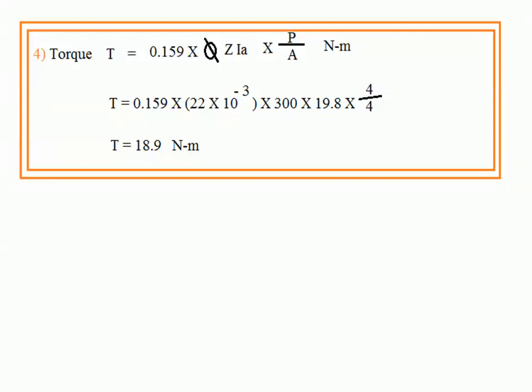Lastly, number 4, torque is asked. To calculate the torque, equals 0.159 phi ZIA into P by A Newton meters. All direct substitution. Flux, again it is in milliweber, convert into Webers, 22 into 10 to the power of minus 3. All things are given directly. The given problem may be lap winding. Hence, number of parallel paths equals number of poles. Hence, torque equals 18.9 Newton meter. This problem is asked a number of times in internal assessment of BLD Engineering College and VTU.